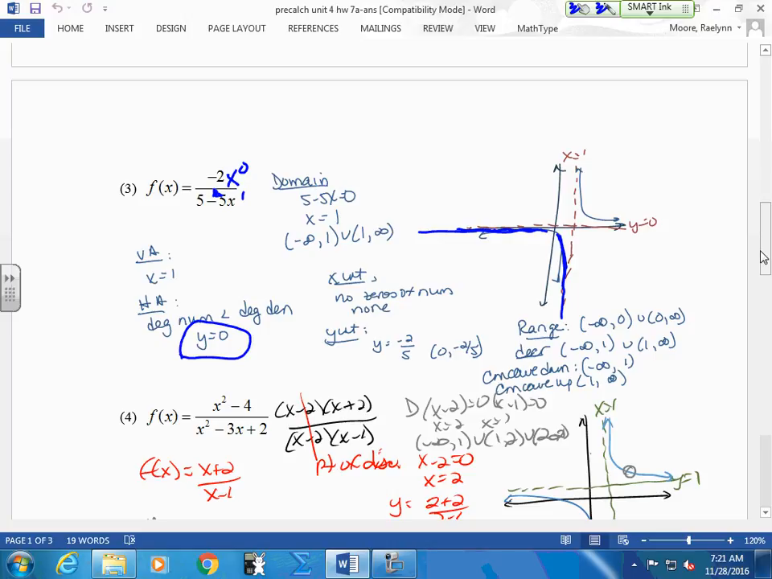Only when it's a slant, yeah. Don't forget to do your intercepts algebraically.